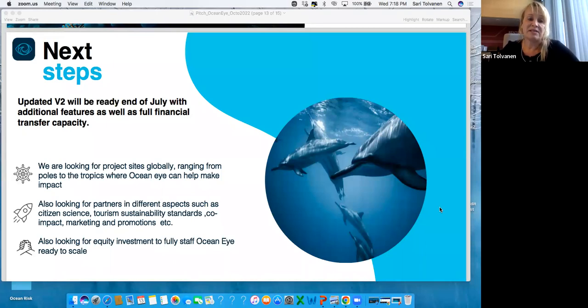And we're looking for partners, especially for citizen science and tourism sustainability standards. We've already been talking with Green Fins and are really interested to find out about co-impact, on how to look at existing projects, where there might already be something happening with the tourism operators, or there might already be some finance plans, and how we could come in and help elevate the impact rather than just going out and finding high biodiversity sites ourselves. And obviously we always need help with marketing and promotions.